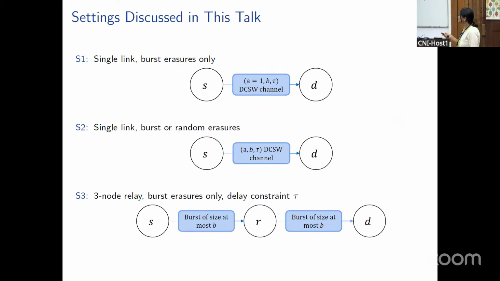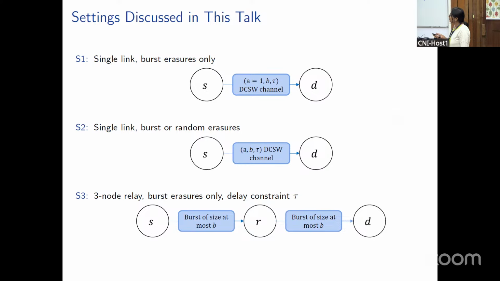We will be considering 3 settings in this. The first setting is where, that's why we are setting a equal to 1, a single link burst or random erasures, which is the erasure. And the third one is where there are 2 links, a 3-node relay network, and in each of these links there can be a burst of size at most b.